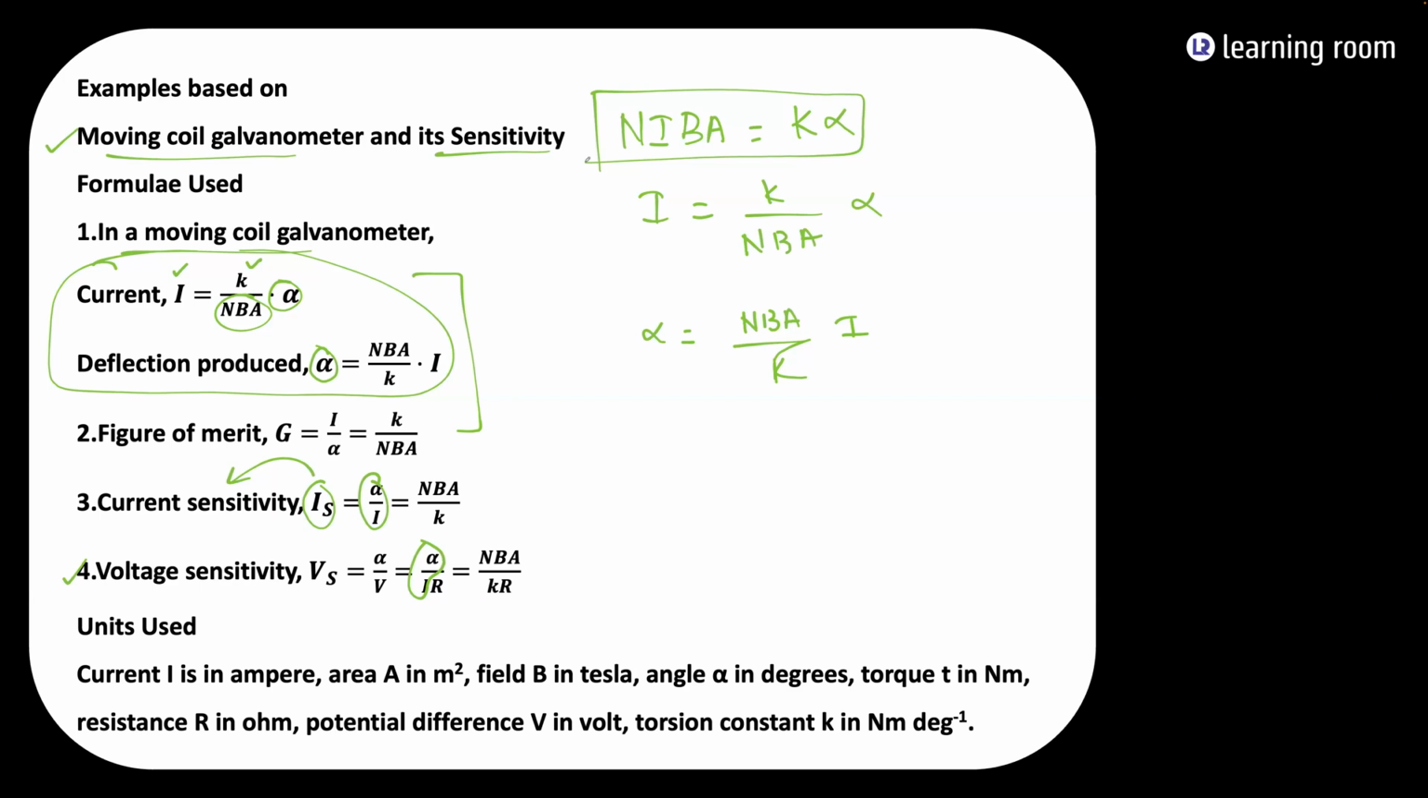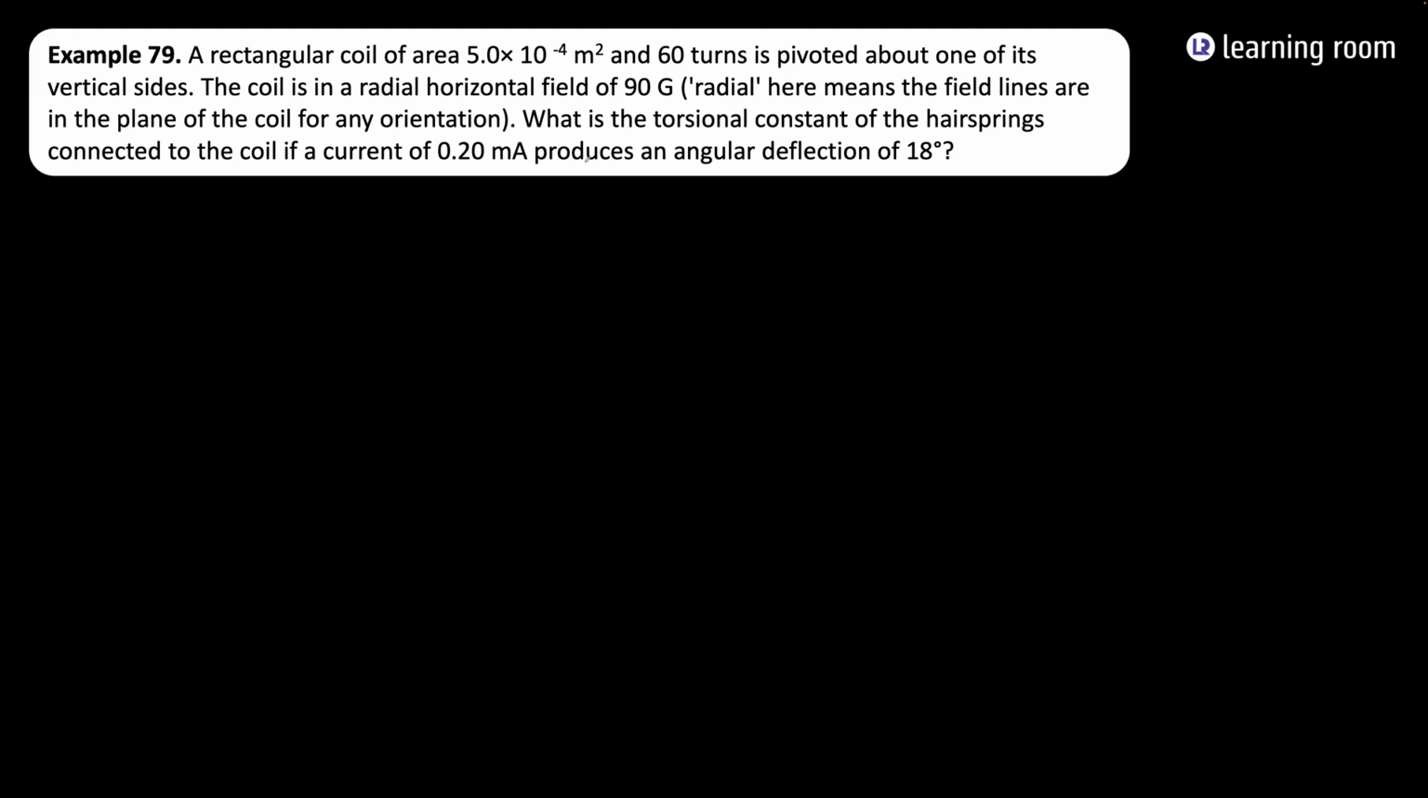Okay. Now, having said this, let's try to solve the first problem. A rectangular coil of area 5 into 10 power minus 4 meters square and 60 turns. So area is 5 into 10 power minus 4 meters square, and the number of turns is 60, is pivoted about one of its vertical sides.